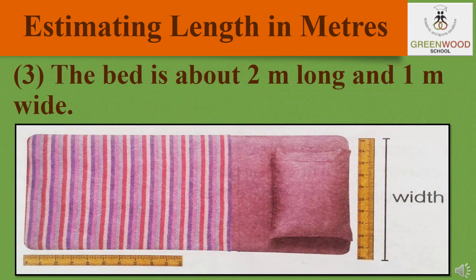Third example. The bed is about 2 meters long and 1 meter wide. A single object is measured from two sides. The sleeping line is known as the length of an object, while the standing position where we measure it is known as the width of the object.